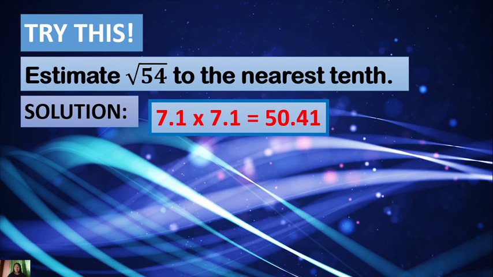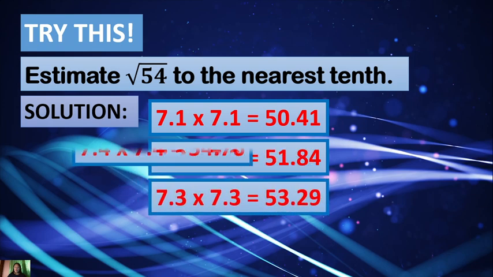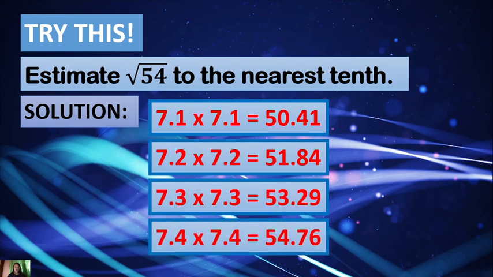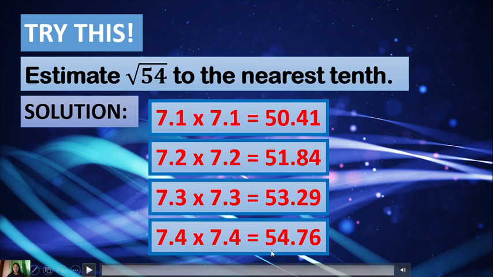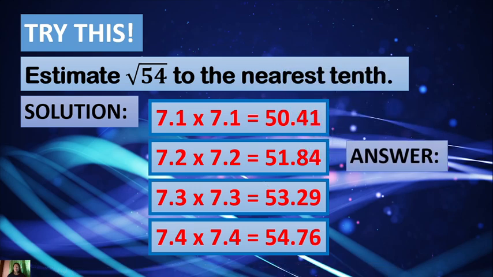So you are going to make use of 7.1, 7.2, 7.3, 7.4. And which one among these is closest to 54? Do not choose the result which is more than 54. So we will have 53.29. Therefore, the estimated principal root or square root of 54 is 7.3. So, ganun lang siya kadali.